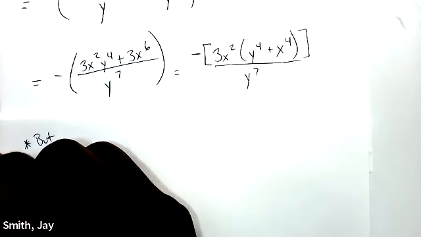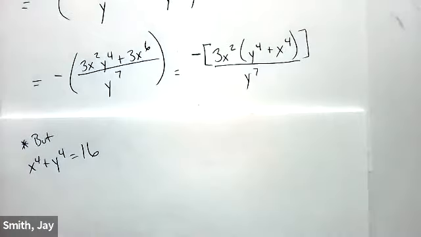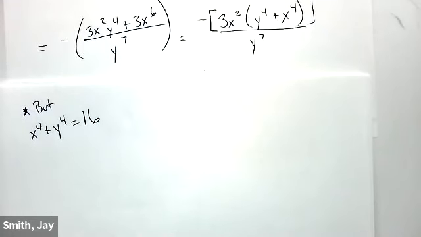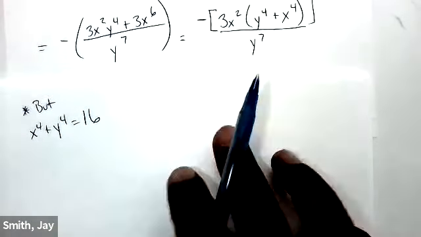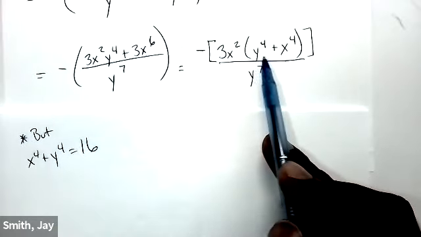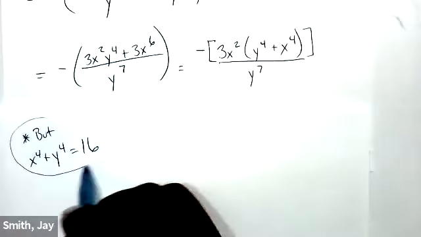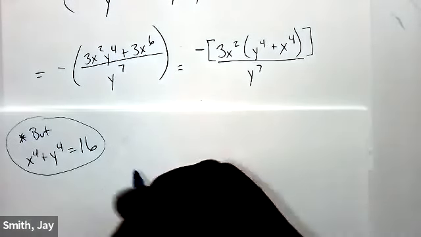And this is when we want to remember that x to the 4th plus y to the 4th is equal to 16. Remember, this was our original problem. When we started with this equation, x to the 4th plus y to the 4th is equal to 16. X to the 4th plus y to the 4th is the same thing as y to the 4th plus x to the 4th. So we can make this substitution, replacing x to the 4th plus y to the 4th with 16.